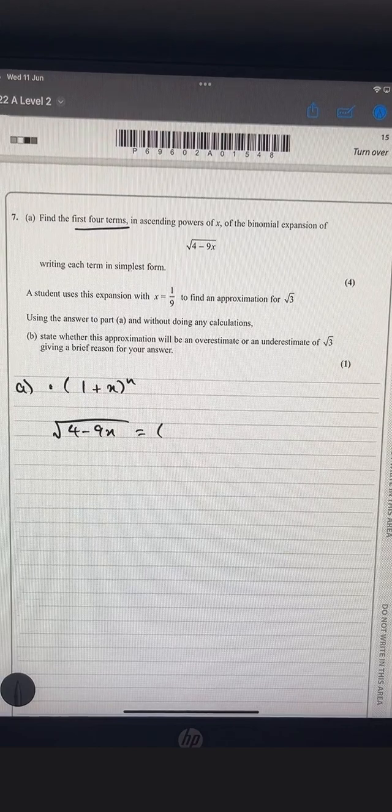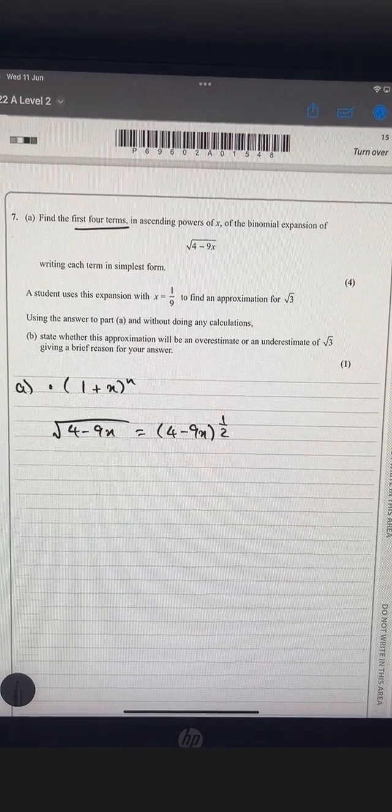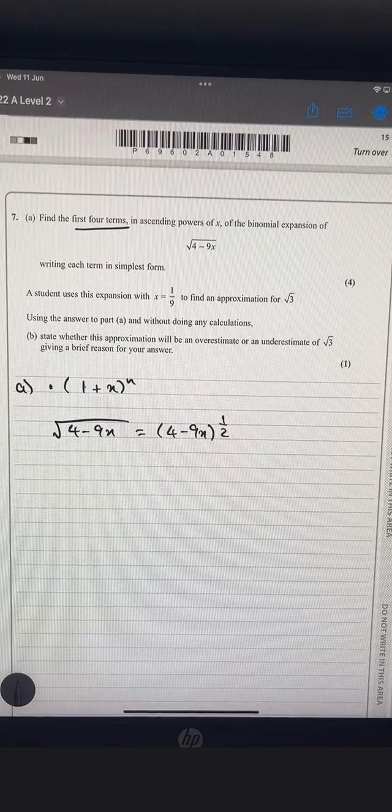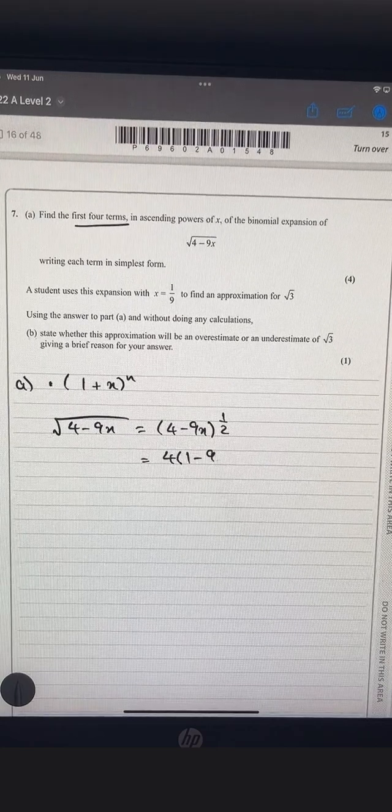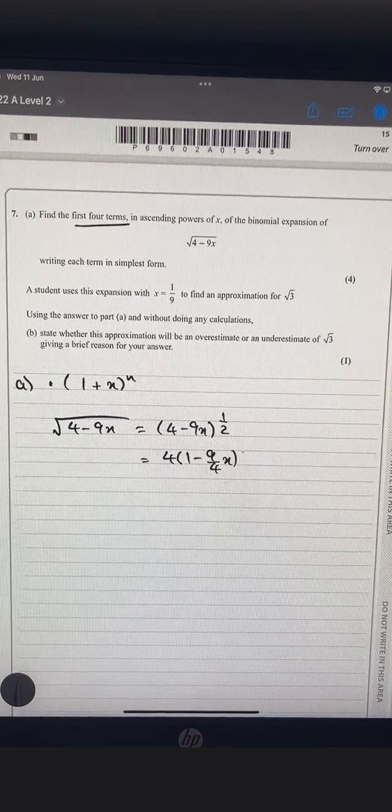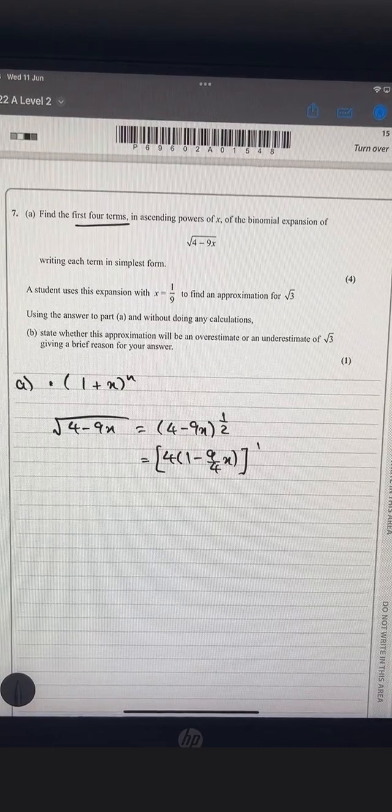So that is just (4 minus 9x) all to the power of a half. Now, notice the formula I know how to use means that I need a 1 here. I've got a 4 here, so I don't want that 4. So I'm going to just factorize out that 4. So I go 4 times (1 minus, and remember, you're also dividing the 9x by the 4, so 9 over 4x), and this is all to the power of a half.